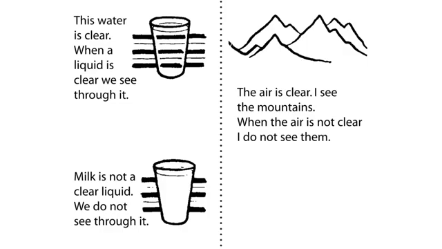This water is clear. When a liquid is clear, we see through it. Milk is not a clear liquid. We do not see through it. The air is clear. I see the mountains. When the air is not clear, I do not see them.